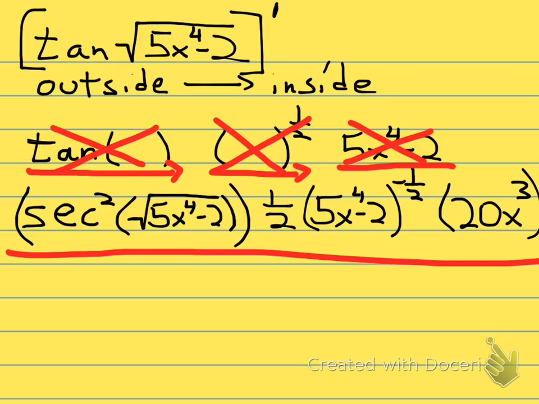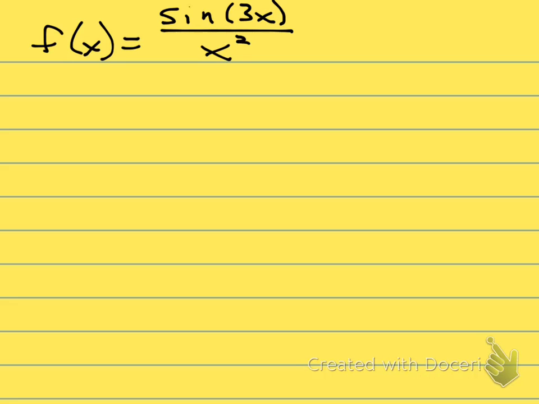Whoa, that seems like a lot. So we're going to do one more because I'm reaching close to 9 minutes here and I don't want to go too much over. But let's take a look at something like sine of 3x all over x squared. Let's take a look at this function. F of x equals sine of 3x, all over x squared.